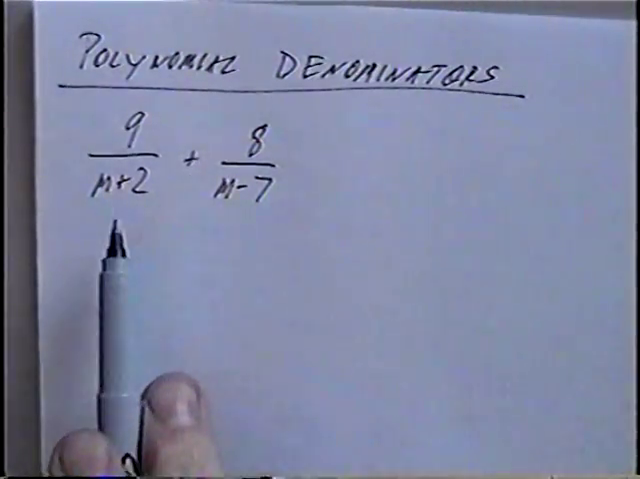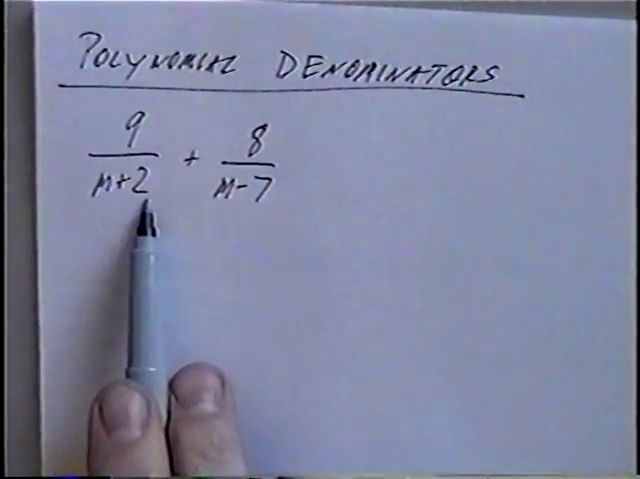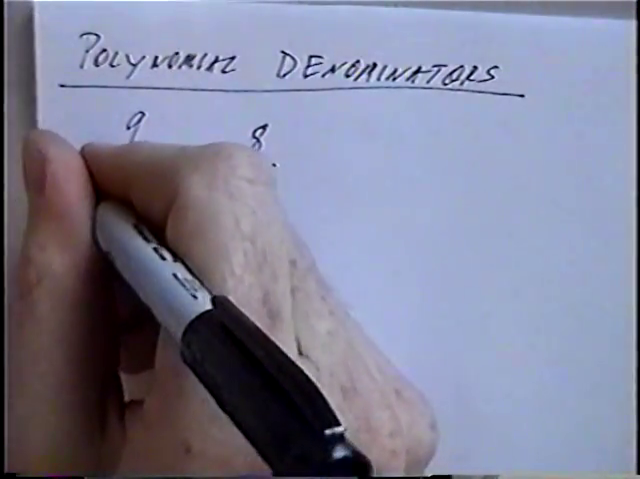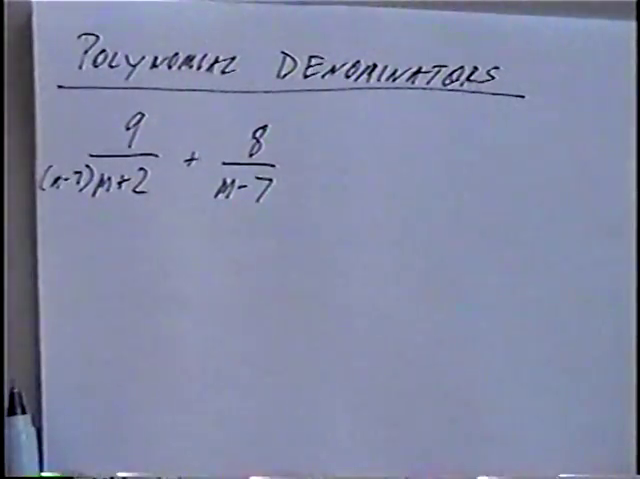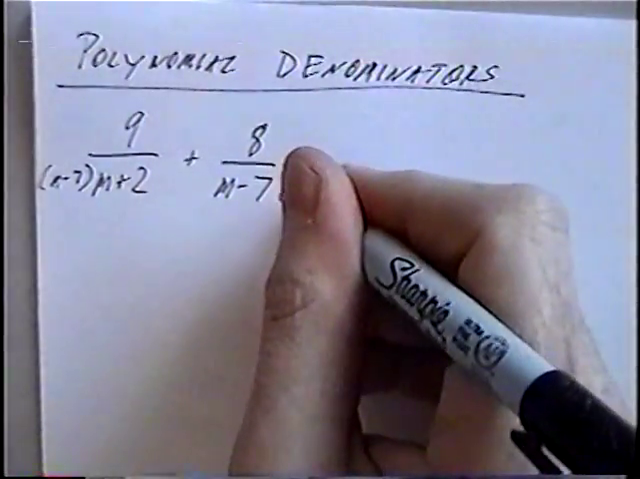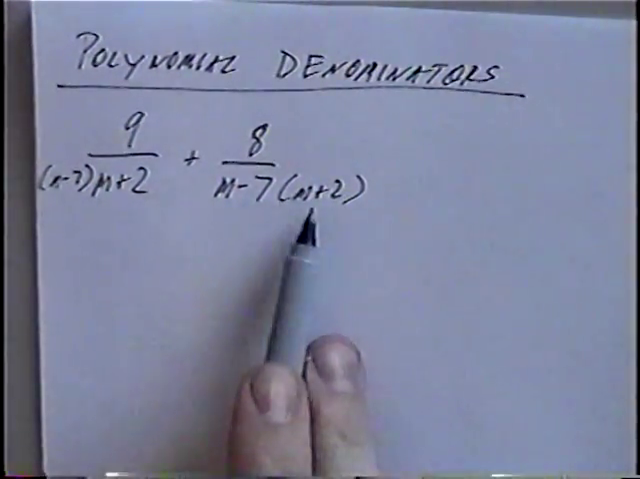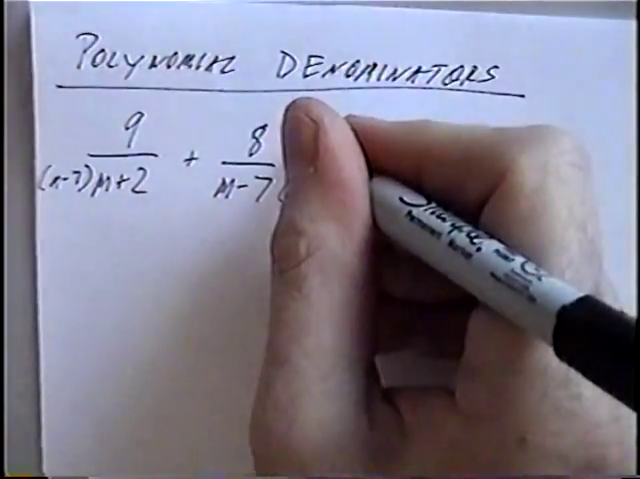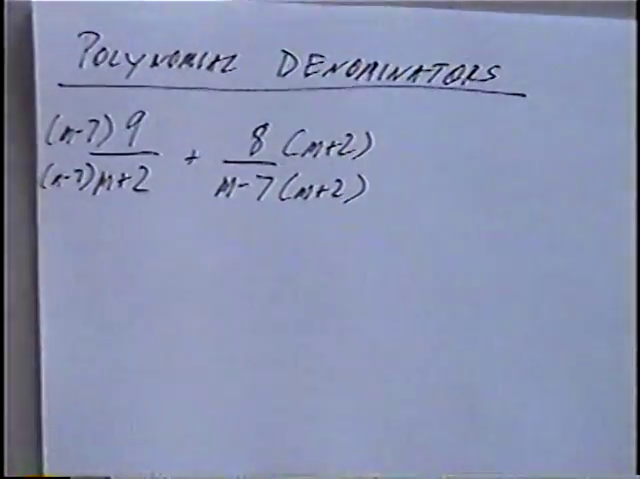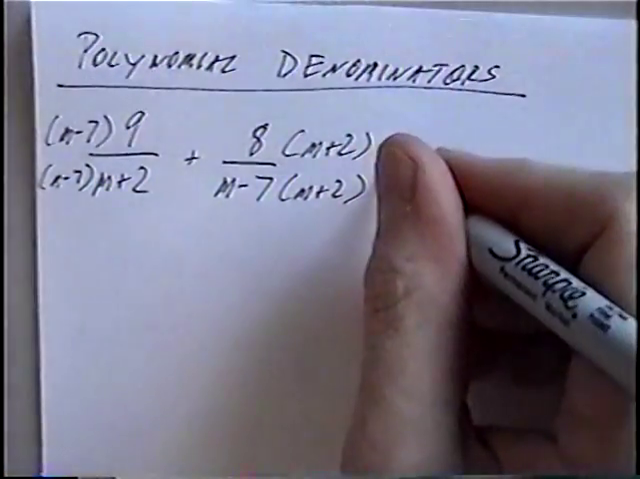Again, adding fractions, we need the same denominator before we can add these fractions. When you have a polynomial like m plus 2, this cannot be changed to m minus 7, but what we can do is multiply by m minus 7. Same thing if you have m minus 7 over here, m plus 2, we'll have to multiply the other side, so both fractions have the same factors, m minus 7 and m plus 2. Keep in mind you multiply the numerator also on each side by what you're multiplying the denominator by. M minus 7 on top and bottom, and m plus 2 on top and bottom.